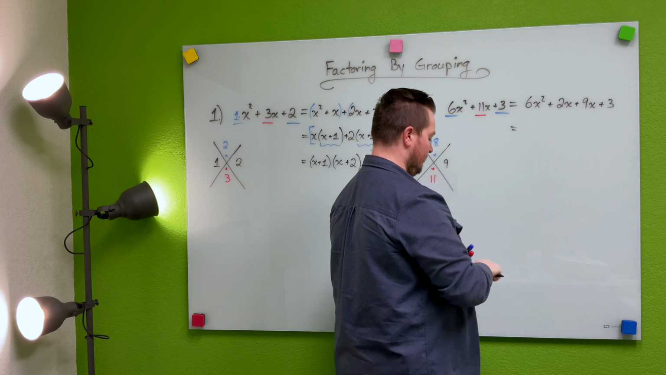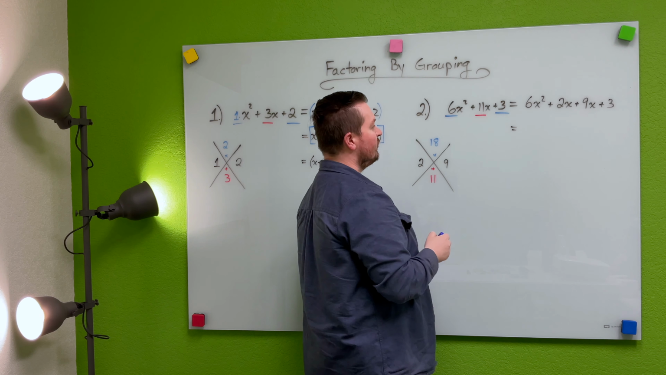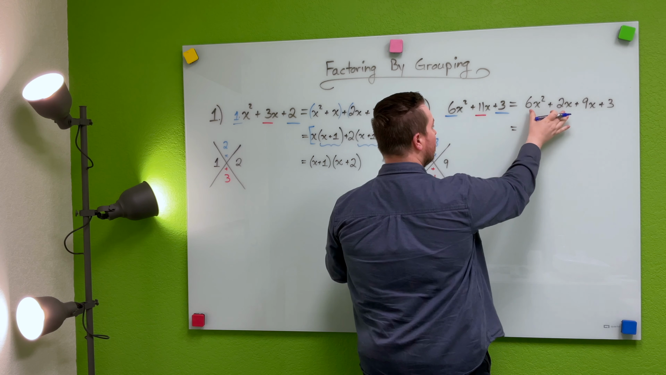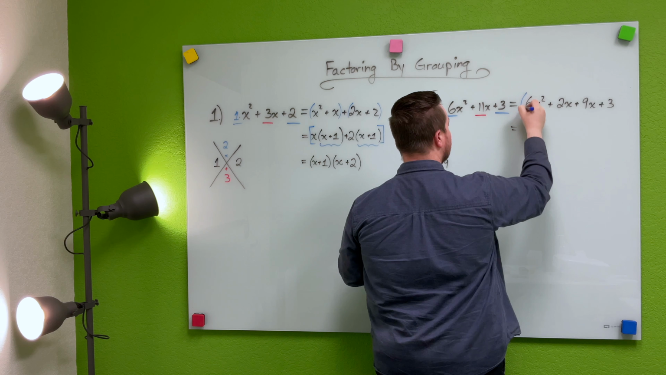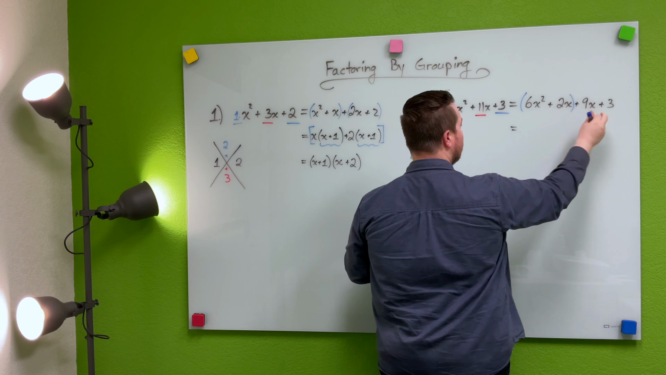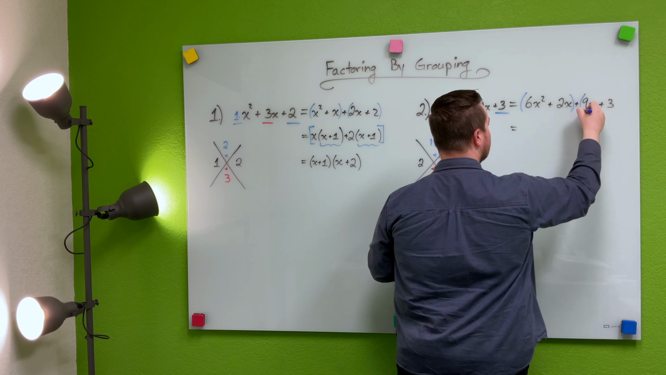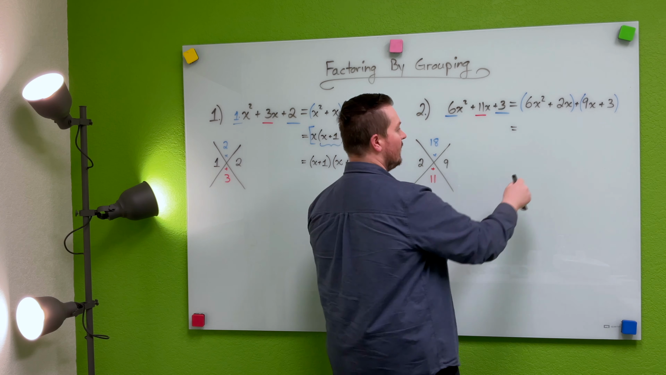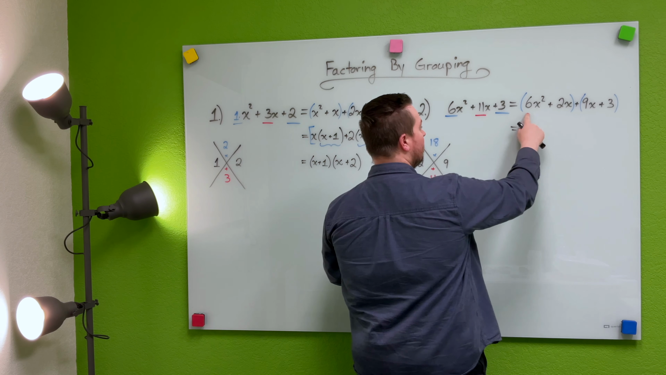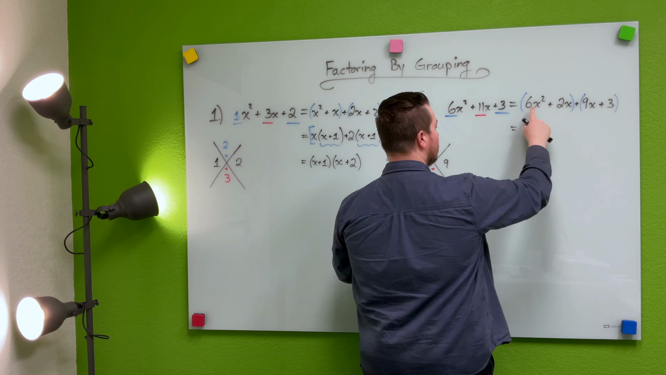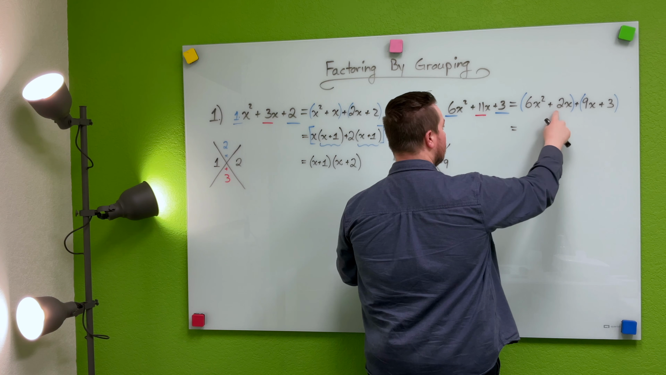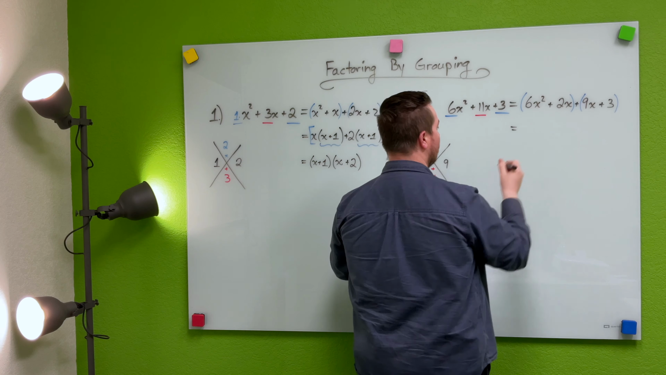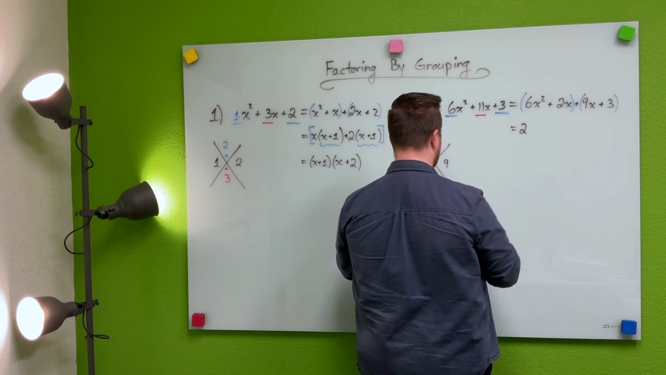Next, we want to do some grouping. So we're going to group the first 2 terms together. We're going to group the second 2 terms together. And then now we ask, what's the greatest common factor from the first group? So we have a 6 and a 2. Both of these numbers have a factor of 2 in them.